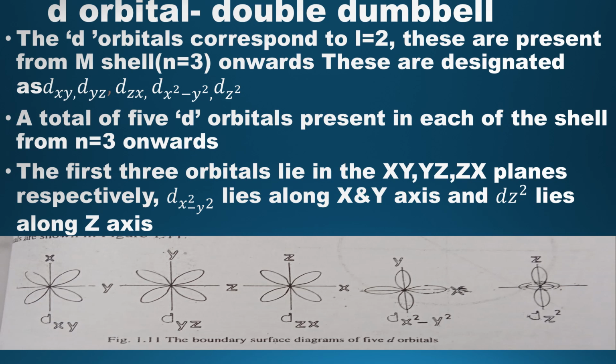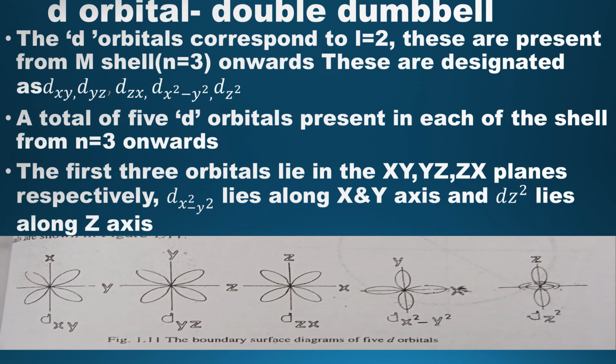d orbitals. The d orbitals correspond to l equals 2. d orbitals have double dumbbell shape. These are present from M shell onwards, that is third shell onwards. That means 1d and 2d do not exist. A total of 5 d orbitals are present in each of the shells from n equals 3 onwards. These 5 d orbitals are designated as dxy, dyz, dzx, dx²−y², dz².